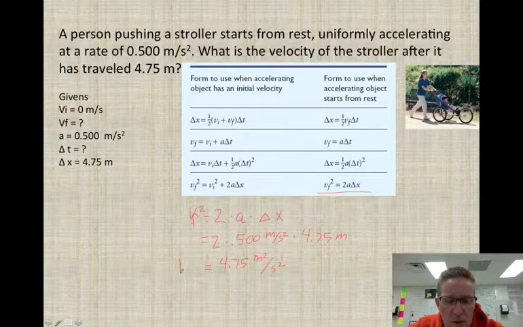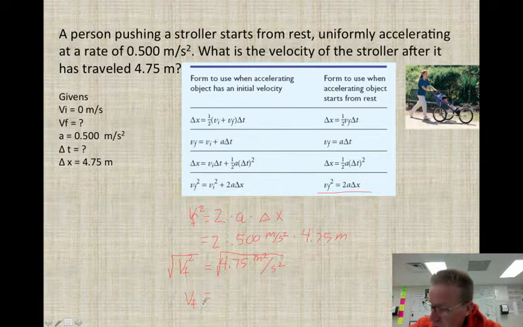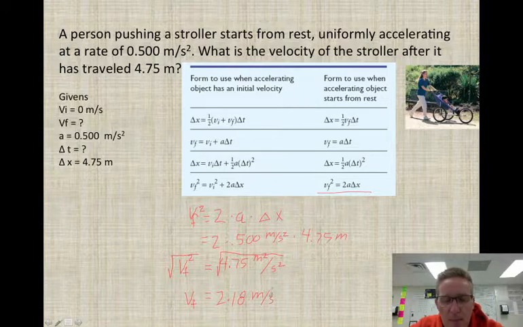And we still have VF squared over here. So we need VF by itself. We're going to have to take the square root of both sides. And we now have VF without a square. And we should get 2.18 meters per second. Okay, that's that.